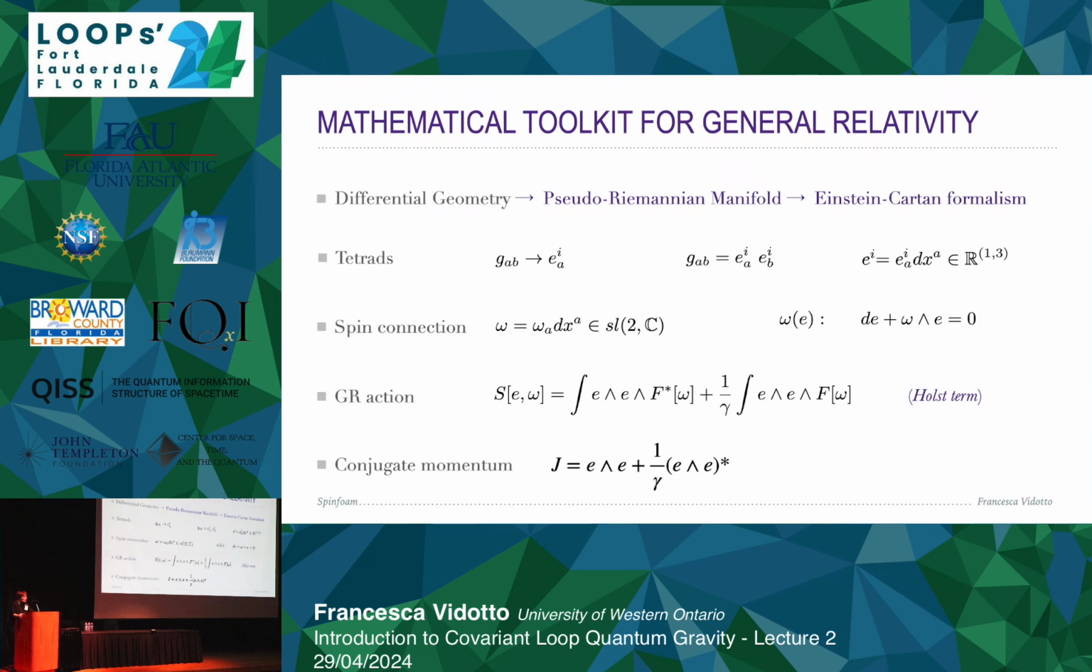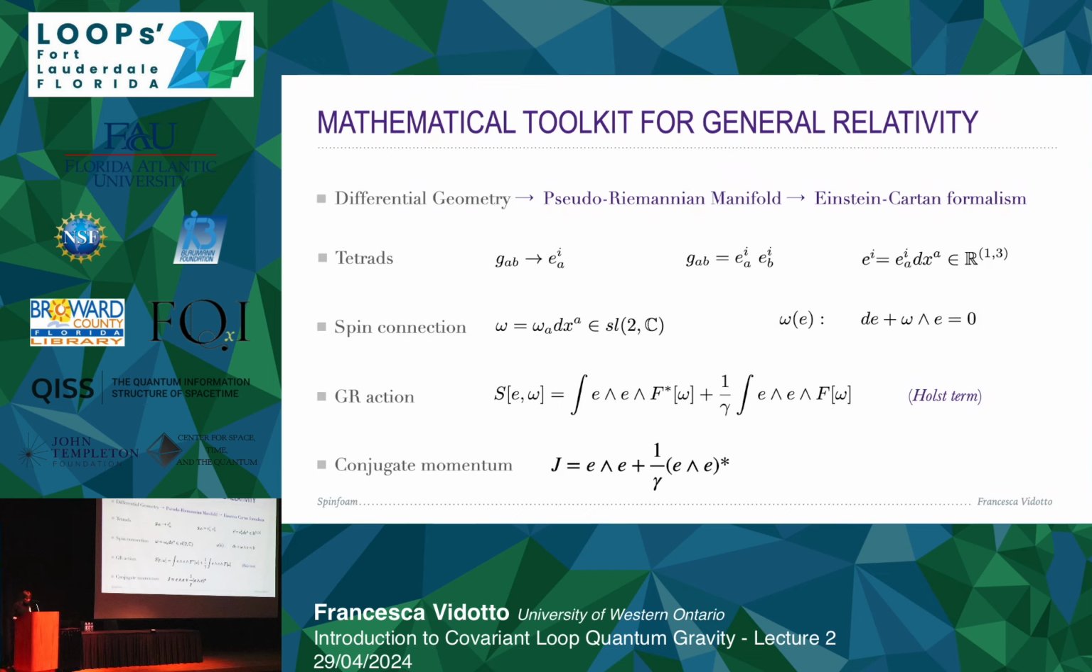This is very similar to what happens in QCD. So in QCD, if any of you is familiar with it, you have a topological term in which you have a proportionality parameter that is called theta. And here, the gamma is very similar to the theta of QCD. So my Barbero-Immirzi parameter is my theta LQG, if you want, okay?